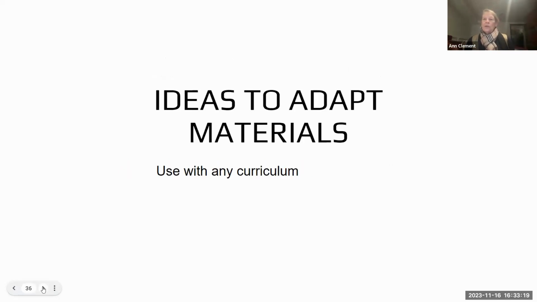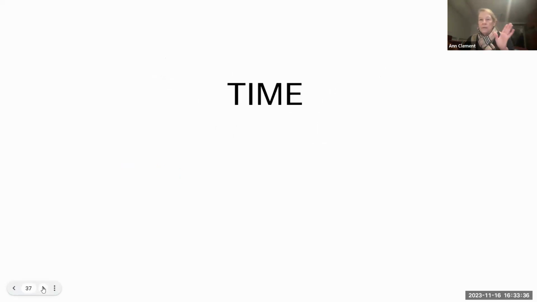Okay, now we'll talk about, those are teacher strategies, just different techniques. They're very simple. You probably do them all the time without even hardly knowing it, but they're just strategies. Now we're going to look at ways to adapt the materials in the curriculum. And you can use this with any curriculum, regular curriculum, minimal curriculum. The first is time.